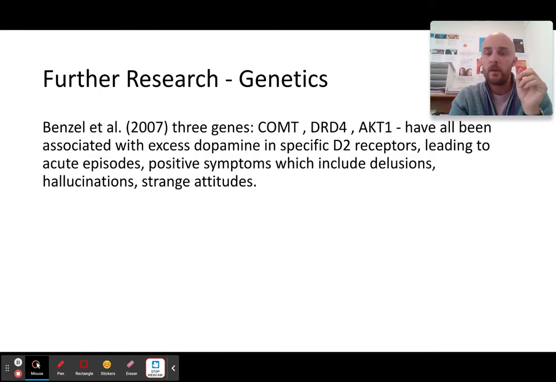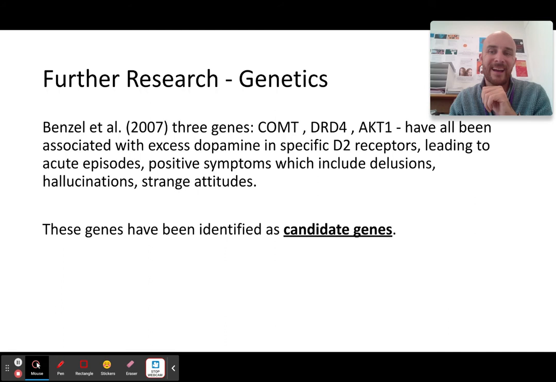So what you need to know about all of these 3, and this is a key term you absolutely have to use, all 3 of these are what we call candidate genes. They are genes that have specifically been implicated in the onset of a disorder.